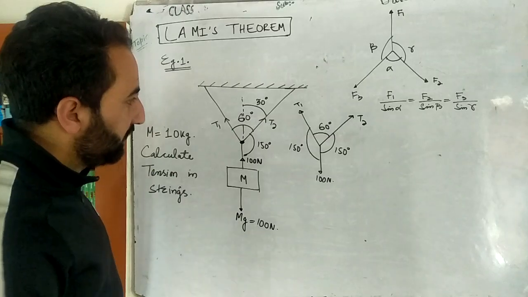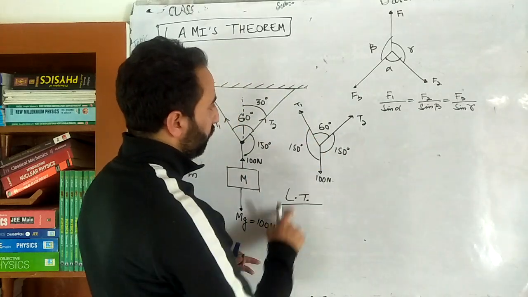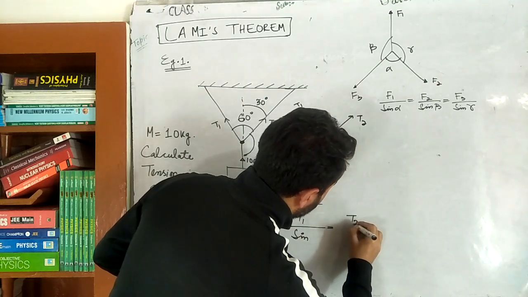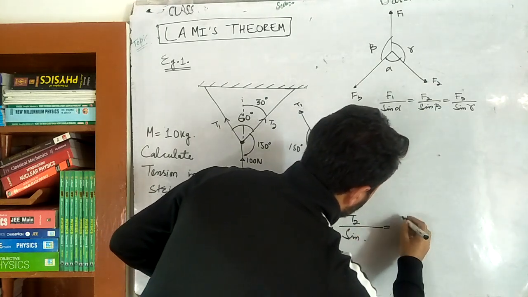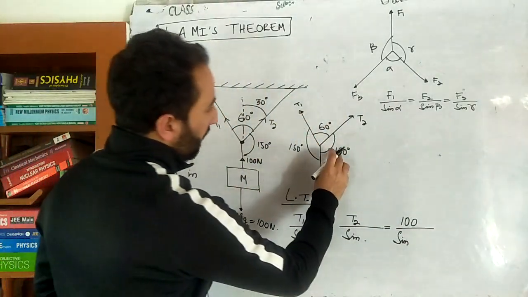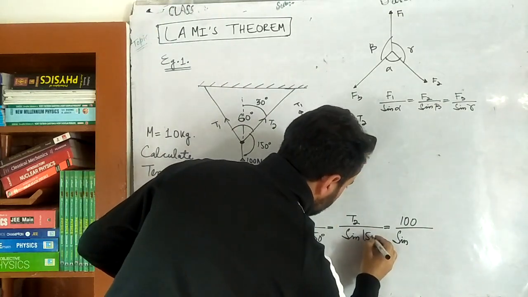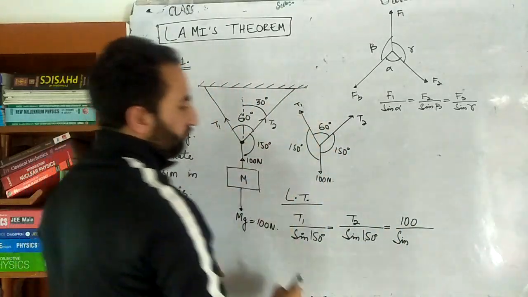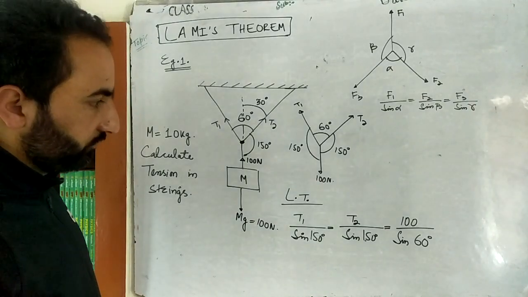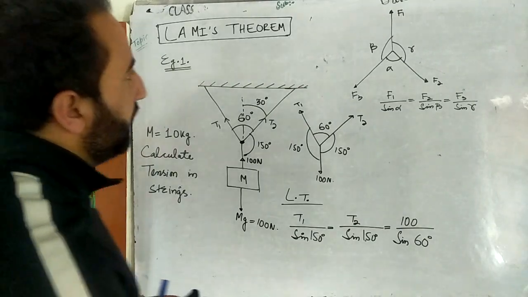Now simply apply Lami's theorem. Lami's theorem is like this: T1 divided by the sine of the angle opposite to it, equals T2 divided by the sine of the angle opposite to it, equals 100 divided by the sine of the angle opposite to it. T1's opposite angle is 150, so here I will write 150. T2's opposite angle is also 150, and for 100, the opposite angle is 60 degrees, so here I will write sin 60 degrees. Now in order to calculate T1 and T2, we have to calculate the values of sin 60, sin 150, sin 150. Let me rub this off.